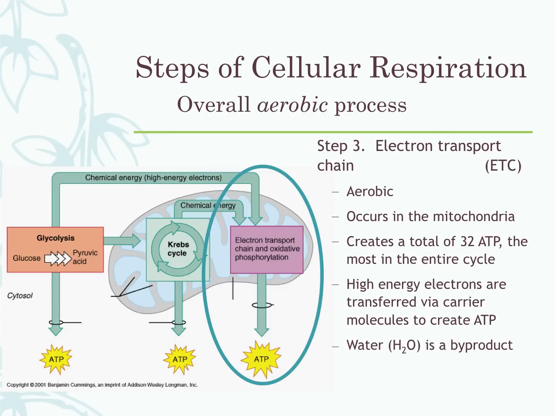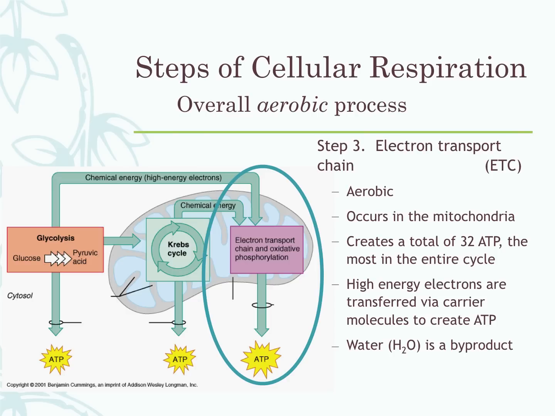Then we have step 3, which is the electron transport chain. Also an aerobic process. This also occurs in the mitochondria, and it creates a total of 32 ATP, which is the most of the entire cycle of cellular respiration. You need to know that.